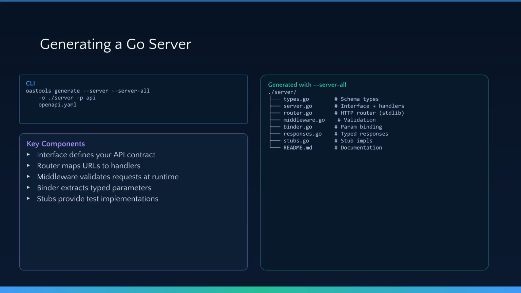Generating a Go server. Server generation with -server-all gives you a complete HTTP server infrastructure. The interface in server.go defines your API contract, one method per operation. The router sets up URL routing and maps requests to your handlers. The middleware validates incoming requests against the spec at runtime. The binder extracts and type converts parameters from path, query, and headers. Response writers give you typed methods for each possible response code. And stubs provide a starting implementation that returns placeholder responses, perfect for testing or prototyping.